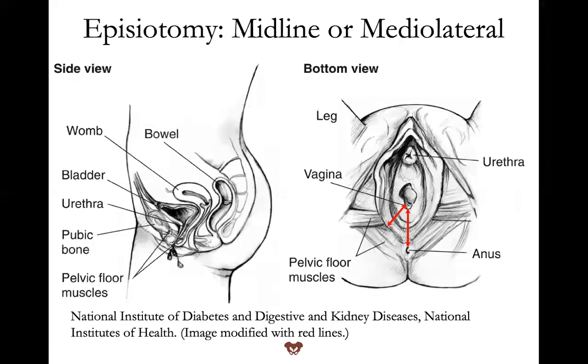Midline is very traditionally done in the United States. It tends to have less post-op pain, but the healing tends to not be as positive as far as being preventative of incontinence and things of that nature. The mediolateral, where it's running obliquely off to the side, is more traditionally used in Europe. There tends to be a little more pain post-birth, but the healing tends to be a little more positive as far as function of the pelvic floor muscles later on.